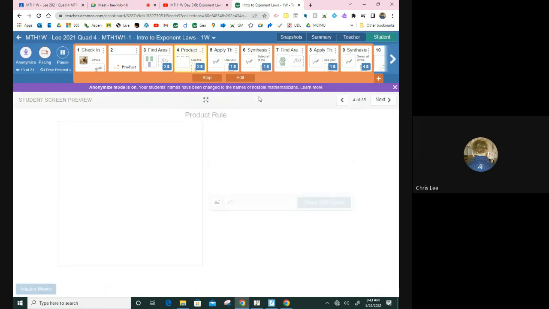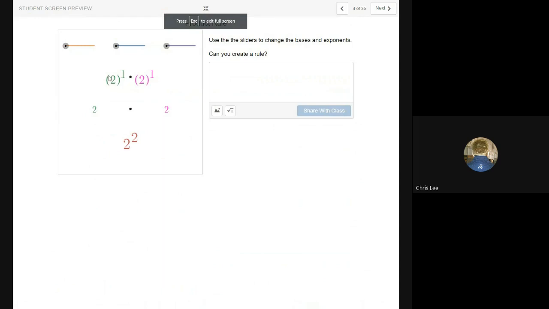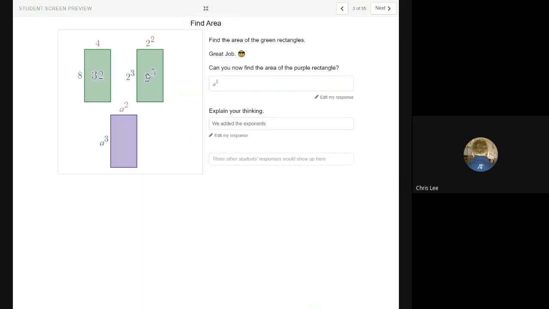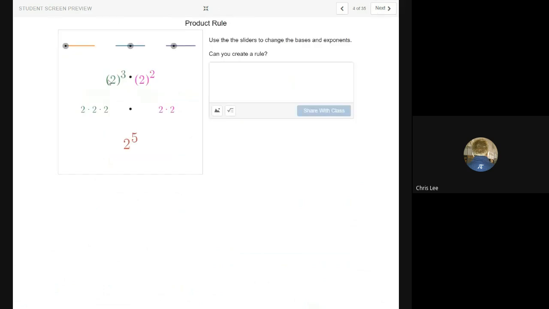Let's check what's going on here. So this, let's change the base to 3. Let's change the green exponent to 3. Or no, let's change this to 2. So it goes back to the one that we just had. And we'll change this to 2. So look at what we have up here. This is replicating what we had on the previous slide. Remember, 2 to the power of 3 times 2 to the power of 2 ended up being 2 to the power of 5. And what this is doing is showing you one of the reasons why.